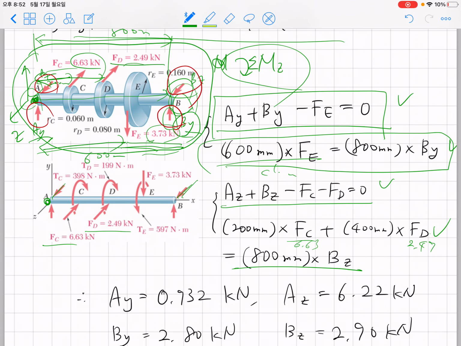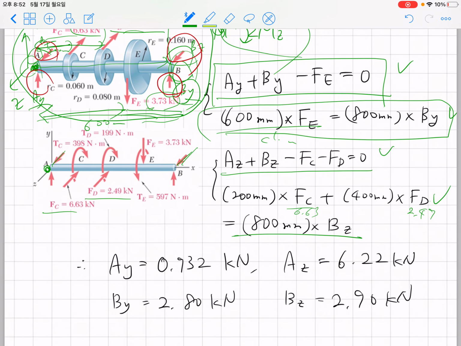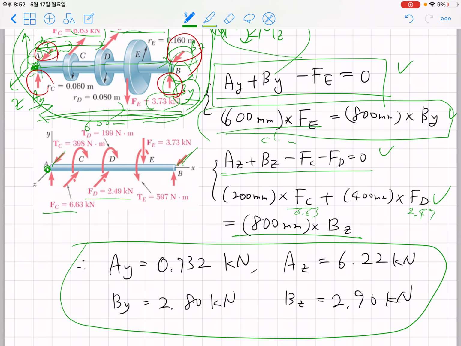then you are guaranteed to solve this linear system if they are independent linear equations, and these four linear equations happen to be linearly independent, and we end up having the four unknowns as numbers: AY, AZ, BY, BG. So we obtained the reactions.